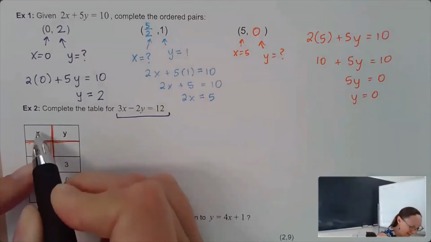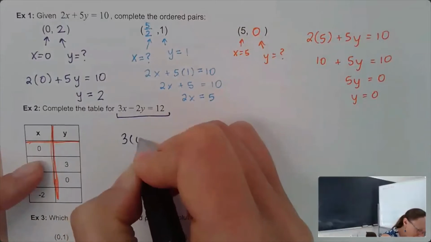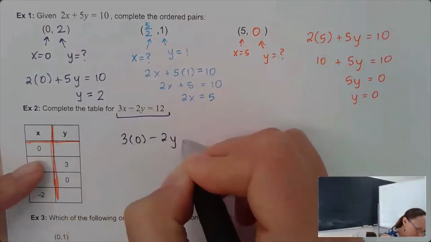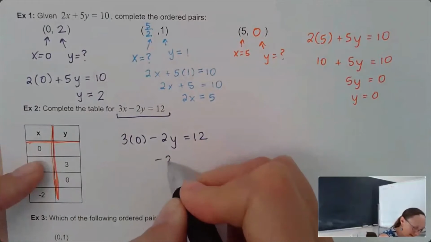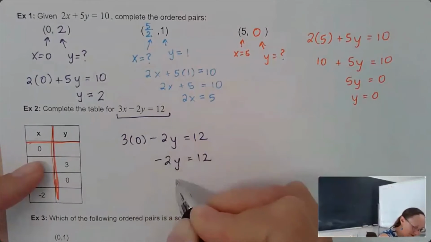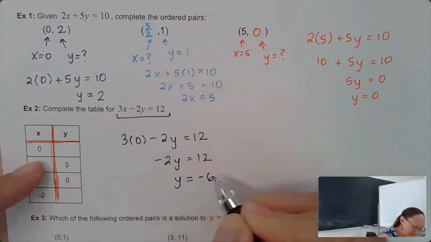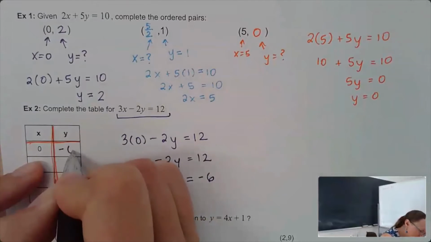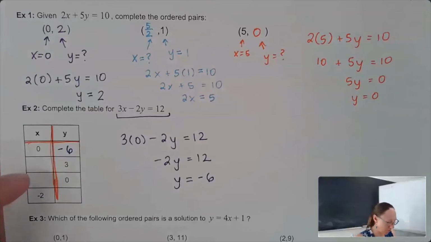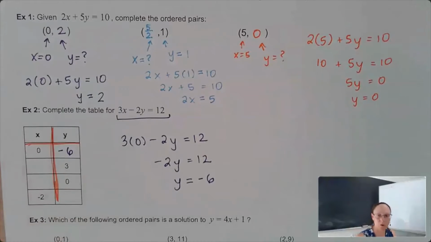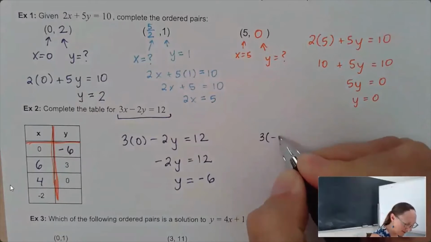replace X with 0. So I'd have 3 times 0 minus 2Y is equal to 12, or negative 2Y is equal to 12, which means Y is equal to negative 6. And I'm going to give you just a minute to try to fill out the rest of the table on your own. I'll do it really quick.